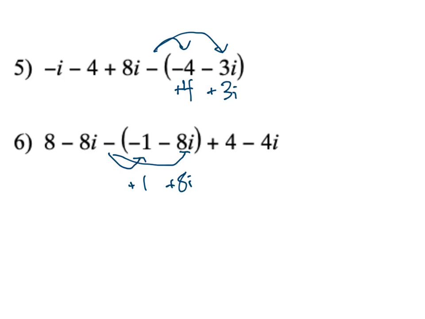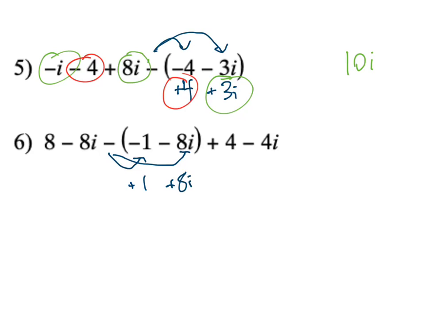Now we want to match up all of the like terms, our imaginary terms, which would be 3i plus 8i, so that gives us 11i, and then subtracting 1i gives us 10i. When we combine together -4 and +4, we get 0. So this complex number has a real part that's equal to 0. So another way we could write this is just 10i on its own.